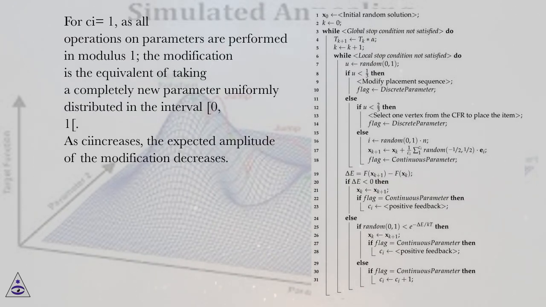For c equals 1, as all operations on parameters are performed in modulus 1, the modification is the equivalent of taking a completely new parameter uniformly distributed in the interval 0, 1. As c increases, the expected amplitude of the modification decreases.